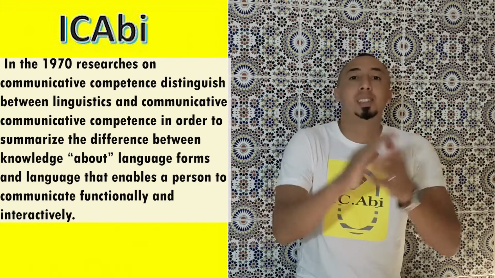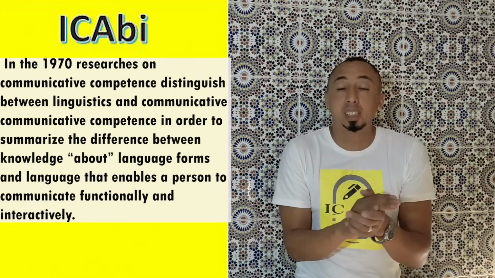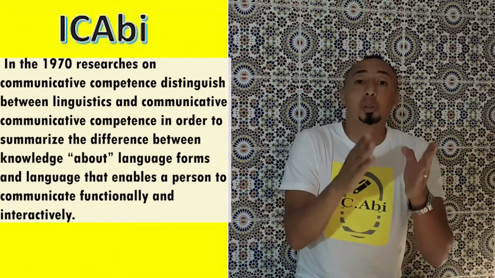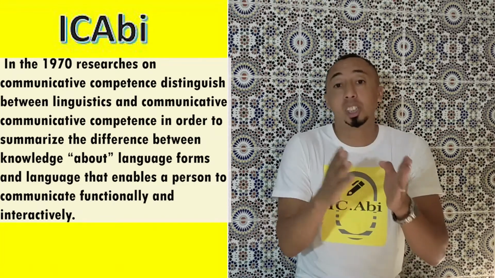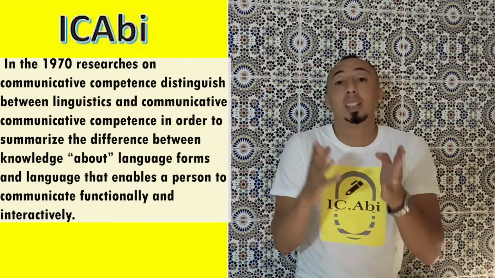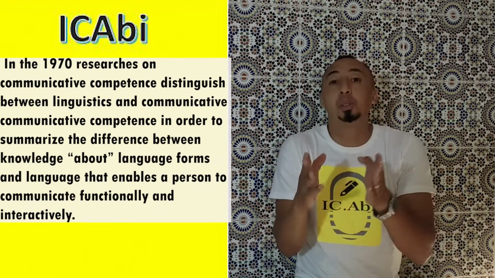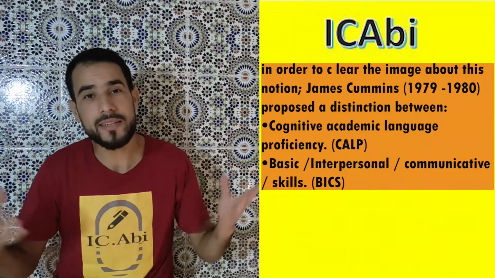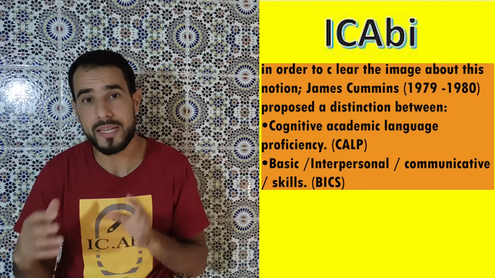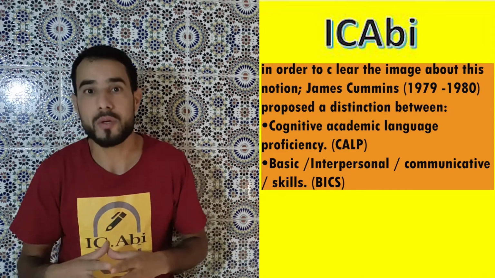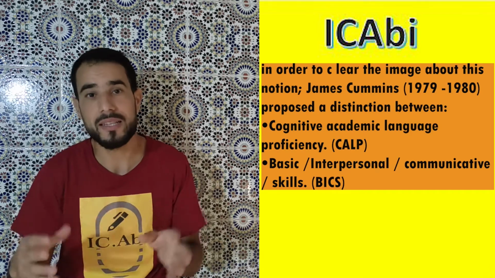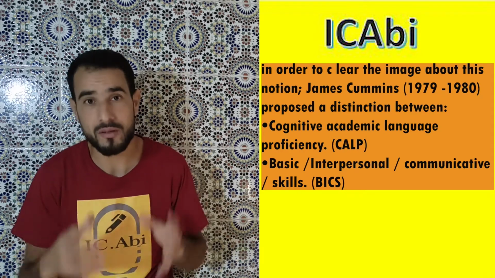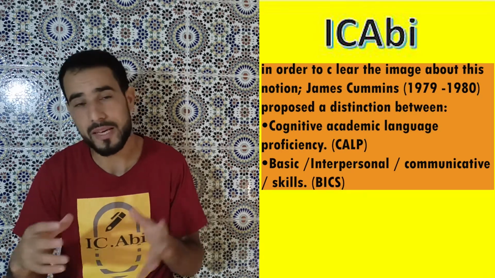In 1970, researchers on communicative competency distinguished between linguistic and communicative competency in order to summarize the difference between knowledge about language form and language which enables a person to communicate functionally and interactively. In order to clear the image about this notion, James Cummins in 1979 and 1980 proposed a distinction between cognitive academic language proficiency, in short CALP, and basic interpersonal communicative skills, in short BICS.